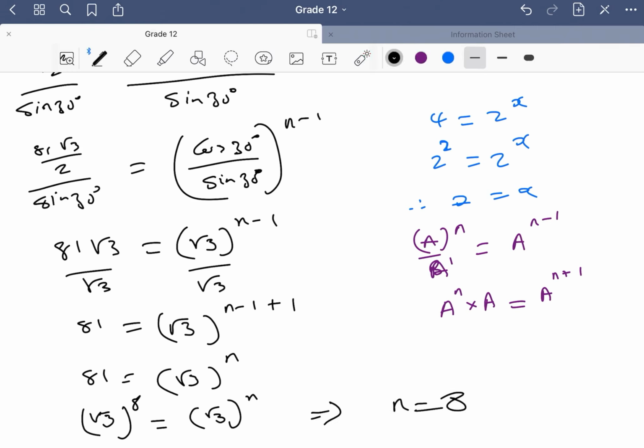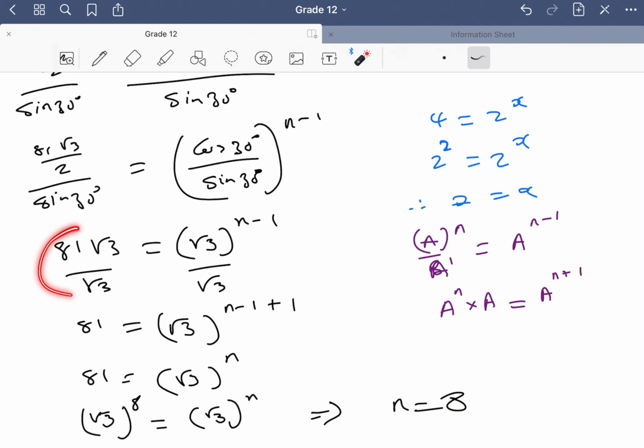Boom, that's your answer. But this is wrong. Why is it wrong? Because the other time we got n is equal to 10, and we should get the same answer, right? When we did it with logarithms, we got n is equal to 10. Remember that. Now we're getting 8. So let's check. What did we do wrong?